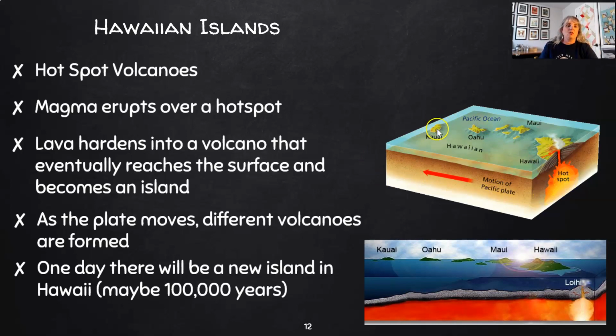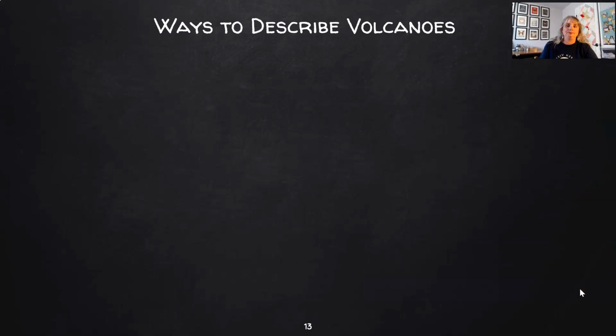So Kauai was formed millions of years ago, probably, and that's when it was sitting right at the hot spot. And then as the plate moves, we get new islands and new volcanoes. So the island of Hawaii, the Big Island it's called, is currently on the hot spot, and then we've got another island over that hot spot that's going to be formed next.